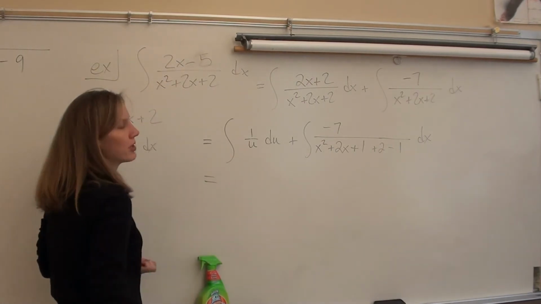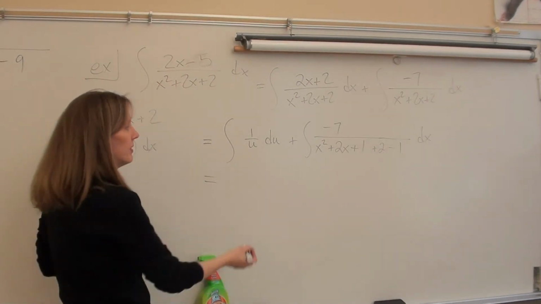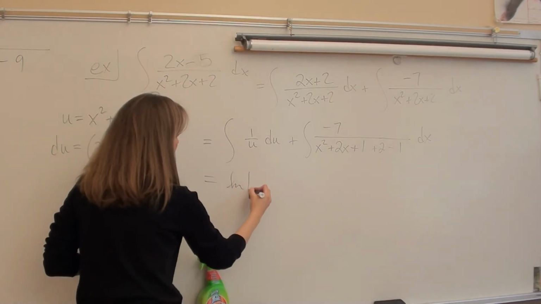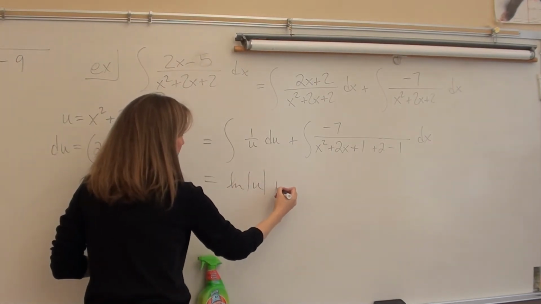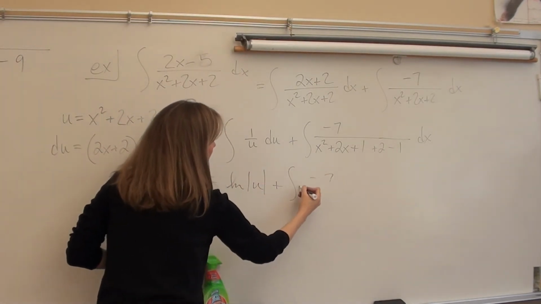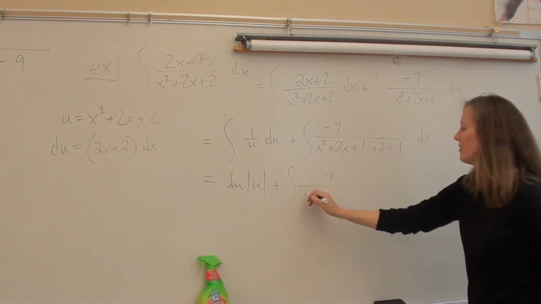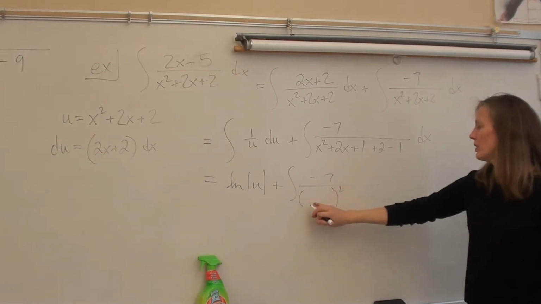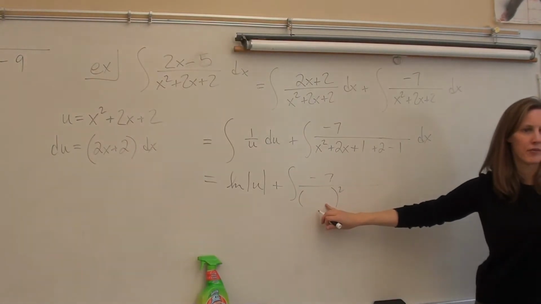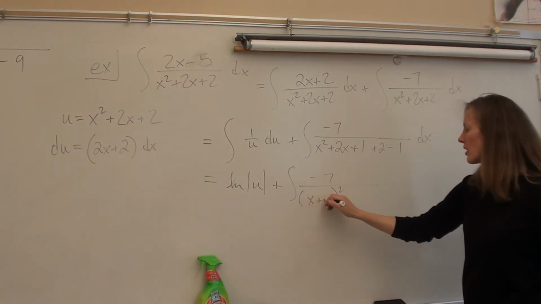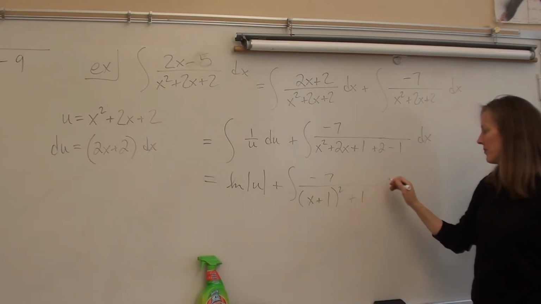What's the antiderivative of 1 over u? ln u, with an absolute value. Yeah. This one is equivalent to -7 over, what's the quantity that's being squared here? X plus 1 squared plus 1.